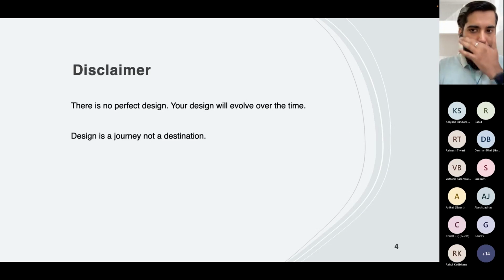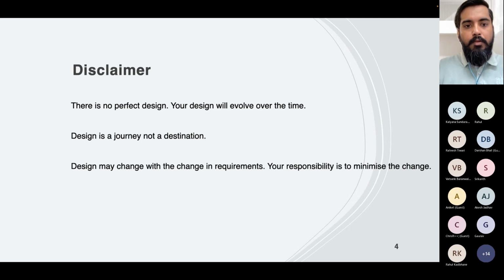It's a journey, not a destination. So it's continuous work. You will have to continuously look into your design and evolve it over time. Design may change with your requirements because requirements will change anytime and always. So change in requirements is constant. Your responsibility is to minimize the change in your code. That is the design you will have to do. And you will learn this by trial and error.